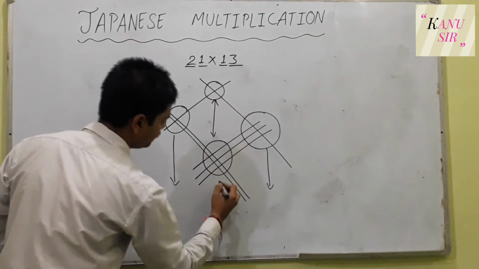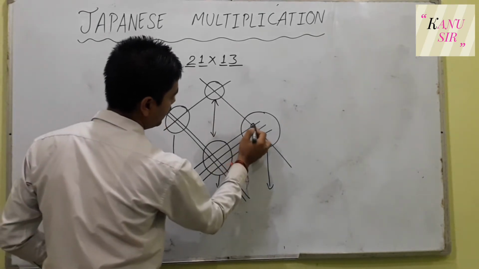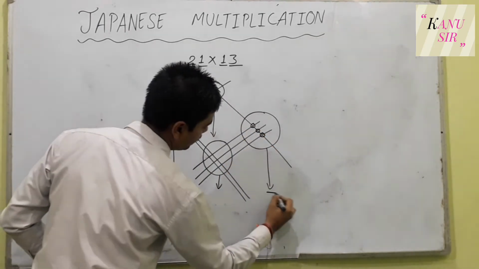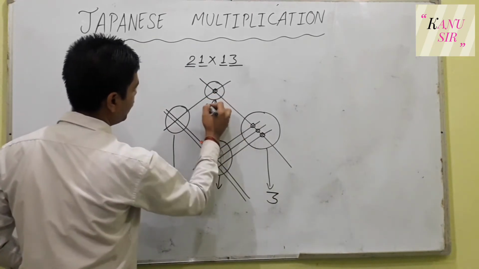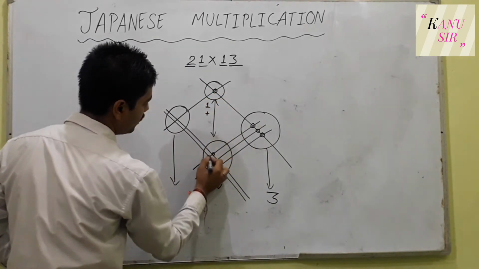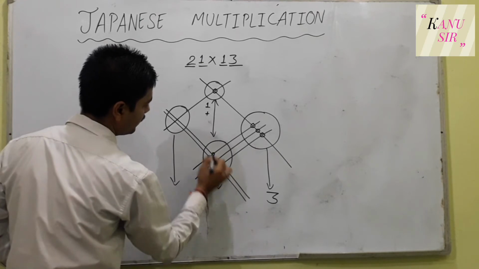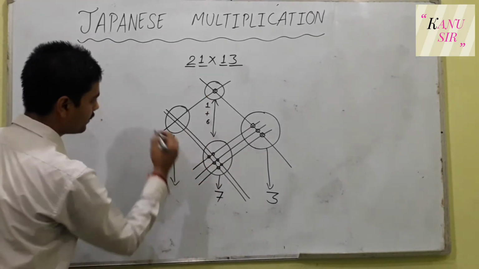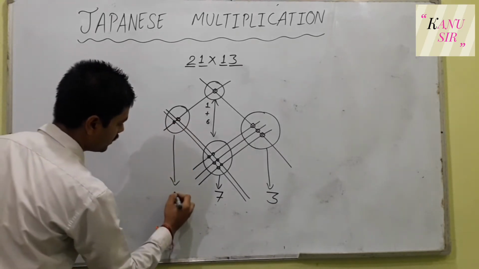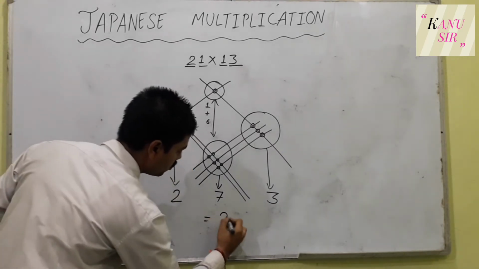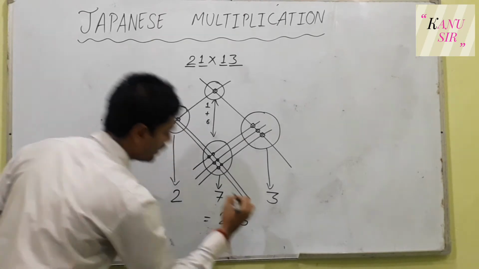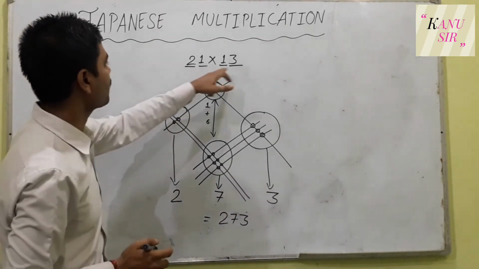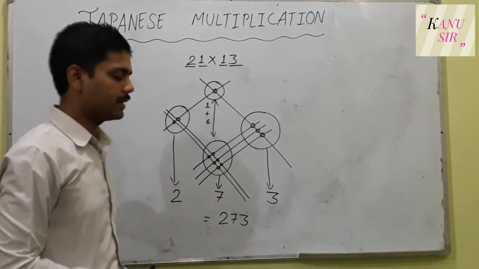In total, 1, 2, 3 crossings. 1 plus 1, 2, 3, 4, 5, 6, 7 in the area of tens, and 1, 2, 2. Total 273. So the product of 21 times 13 is 273.